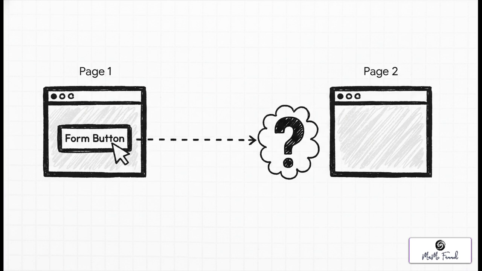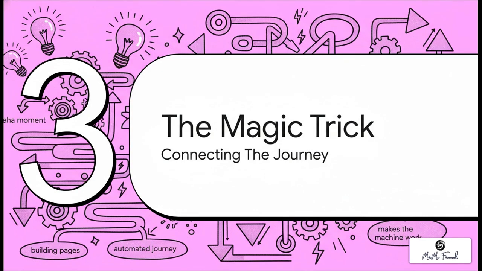Okay, so we've built pieces, we've got our beautiful landing page, and we have our thank you page. But right now, they're just two separate pages floating around in cyberspace. They're not connected. If someone fills out the form, nothing happens. It's a total cliffhanger. But now we get to the big aha moment. This is where we stop building pages and start building a real automated journey. This is the one tiny step that makes the entire machine whir to life.